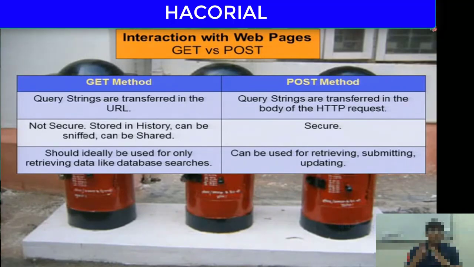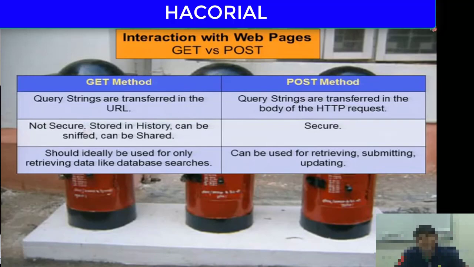So usually the get method should be used for retrieving data from a database, and the post method can be used for retrieving, obviously a more secure way of retrieving, but generally it is used for updating or submitting or authentication. So if you're logging into some online website, they'll use a post method. Otherwise your username and password will get transmitted in the URL itself.